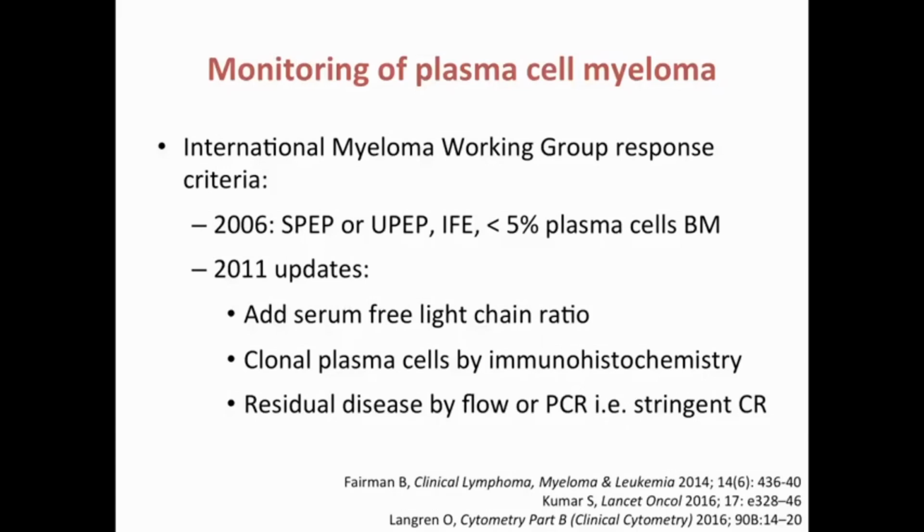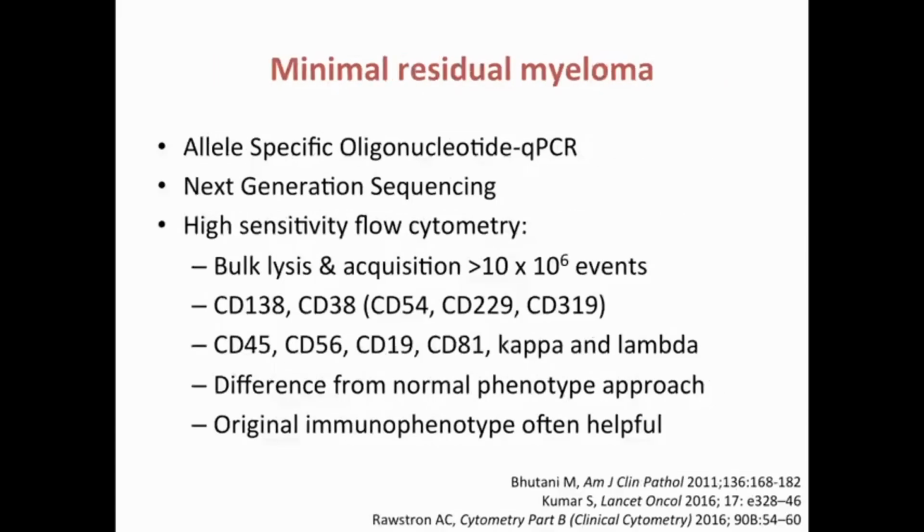The International Myeloma Working Group established response criteria and updated them in 2011 to include evaluation for minimal residual disease. Flow cytometry is one method available for the detection of minimal residual disease following therapy, and with recent modifications of the procedure, such as bulk lysis, can reach a sensitivity of 0.001%, or 1 cell in 10 to the 5.